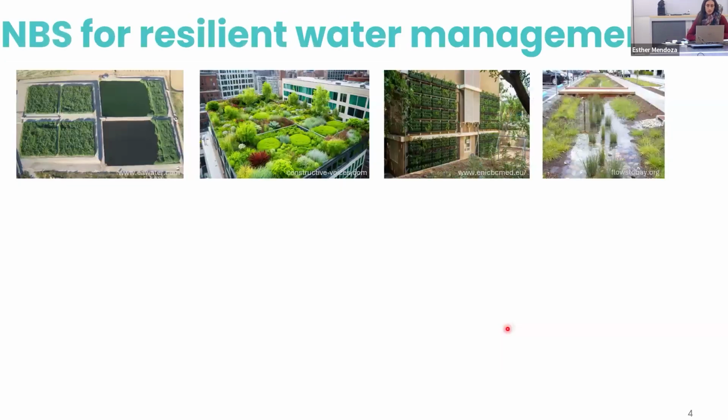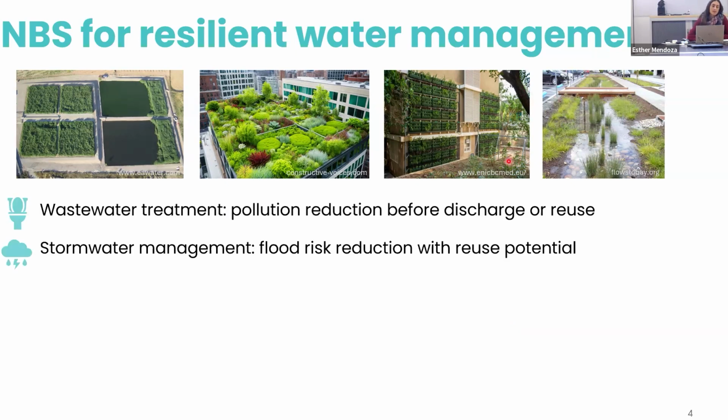So going more into the topic of the seminar, which is nature-based solutions for resilient water management, I put some pictures here as well. You have some constructed wetlands with ponds to treat wastewater. If we have some space constraints, we can use green roofs or green walls to treat rainwater, greywater, and wastewater. And here we also have some rain gardens, for example. We are focused mainly on urban or domestic scenarios, more on wastewater treatment and stormwater management.